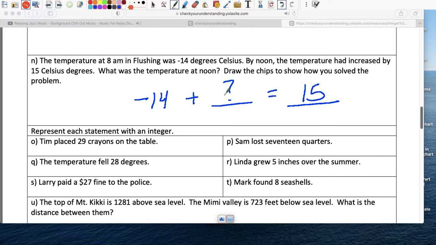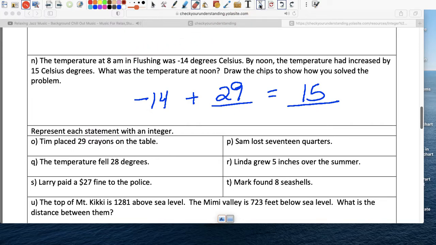I know I have to add enough to make 14 zero pairs, and then have 15 left over. So I need 14 positive numbers to make zero pairs with the negatives, and on top of that, have 15 left over. So if you add these two, the 14 positive integers that combine with the negative 14 to make zero pairs, and the 15 left over, 14 and 15 give me 29.